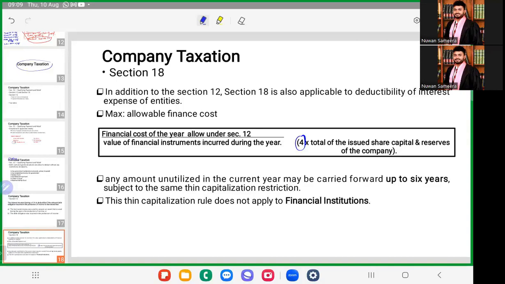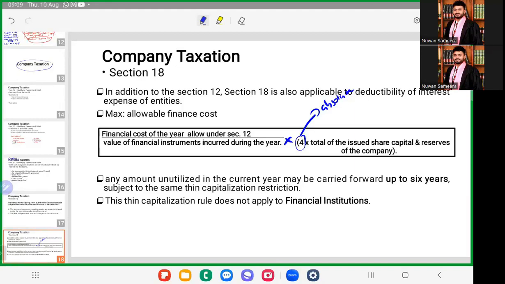Then you need to multiply 4 into equity. Equity means other than revaluation reserve. Here 4 is absolute. It's always 4, right? This rule is not applicable to financial institutions, so keep that in mind. Any unutilized or disallowed interest can be carried forward for the next 6 years.